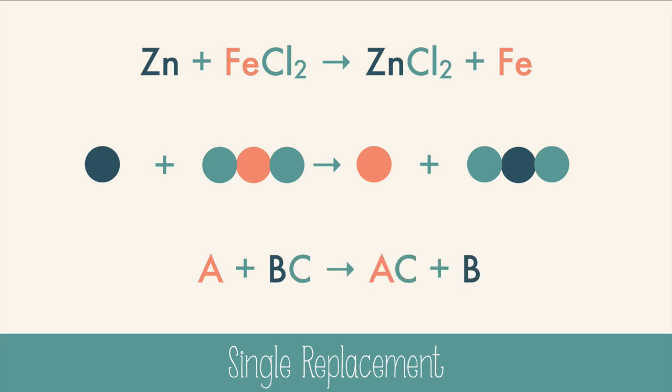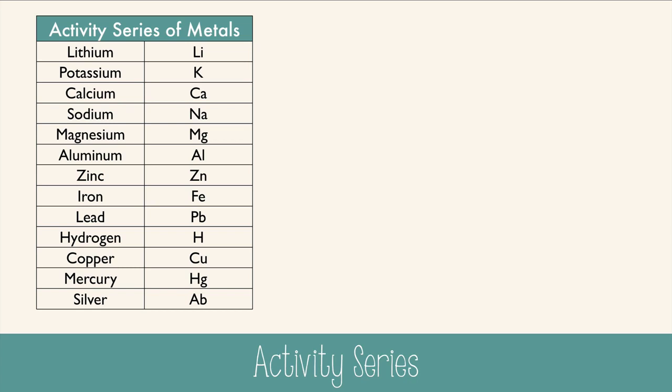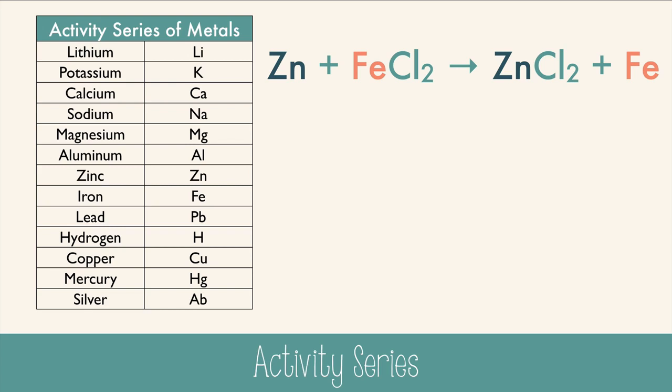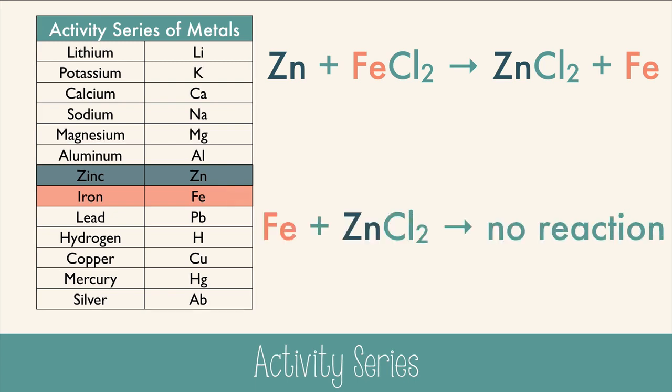But not all single replacement scenarios actually work. In order to see if the swap will occur, we need to reference a chart, the activity series of metals. The more active metals are toward the top, and metals decrease in their activity as you move to the bottom. In the previous reaction, zinc was the individual element, and it was higher than iron on the activity series. So this reaction occurred. But if we tried to react elemental iron with zinc chloride, nothing would happen, because iron has a lower activity than zinc.